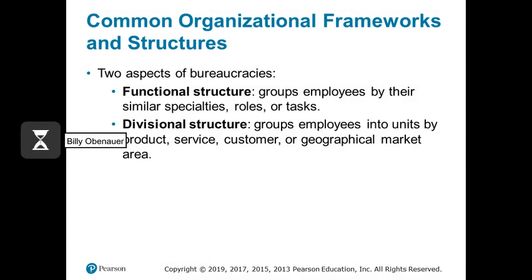Within the bureaucracy, we have functional structure, and this is where employees are grouped based upon their roles or tasks. So we see accounting departments, marketing departments, things of that nature. And then we also have divisional structure, which is where we group employees based upon products, services, customers, or geographic markets.